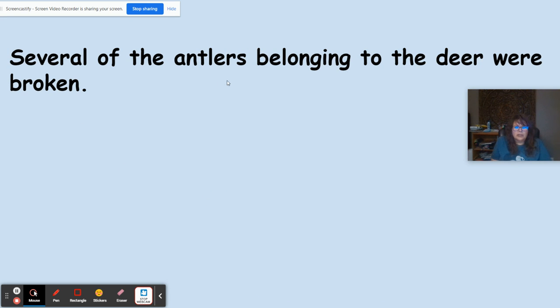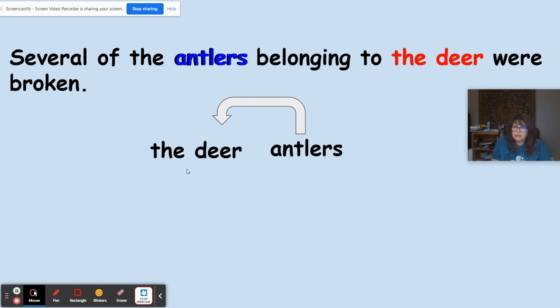Several of the antlers belonging to the deer were broken. Now, we're talking about the deer, and what belongs to the deer? The antlers. So I'm going to put the deer and then antlers. And I know that the antlers belong to the deer.